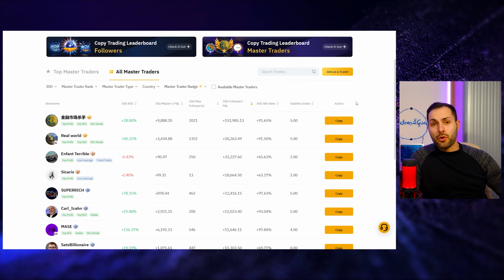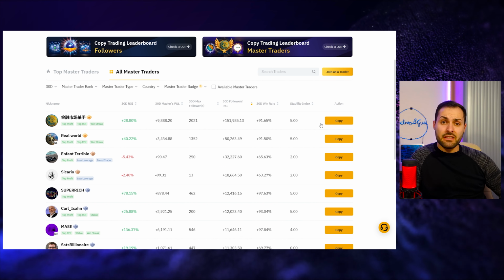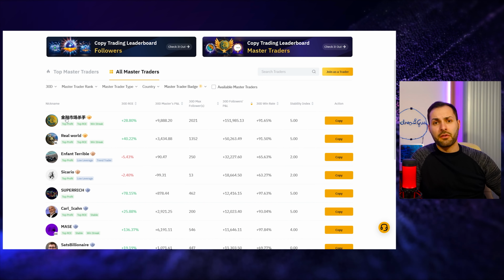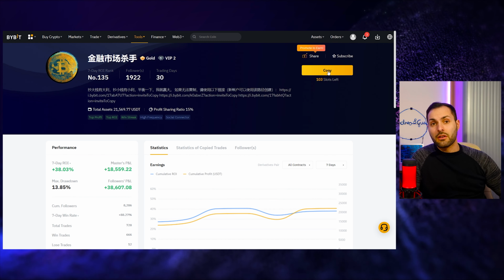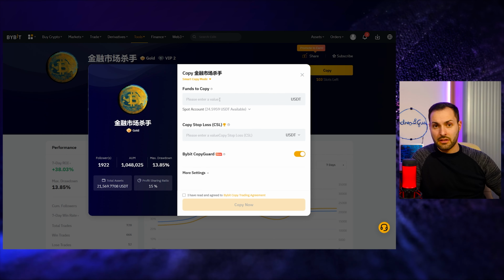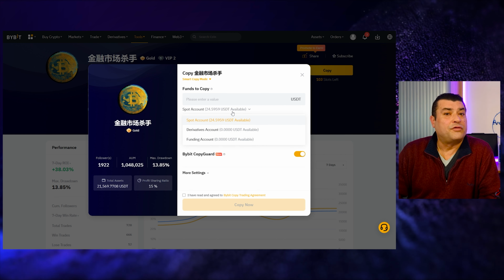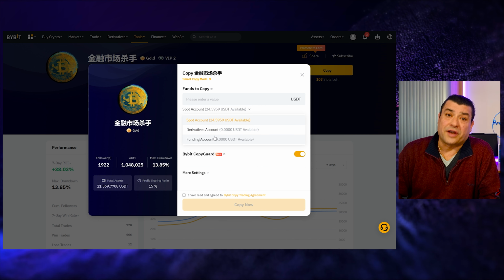Now we're going to show you how to copy a trader. First, we need to find the trader who we want to copy. In this case, we'll select a random trader for the purpose of this tutorial. Once we have identified the trader, we can click on copy and enter the details. We need to specify the total amount of assets or cash we want to allocate to copy this trader. The money we are going to allocate to copy this trader has to be in your funding account or trading account.